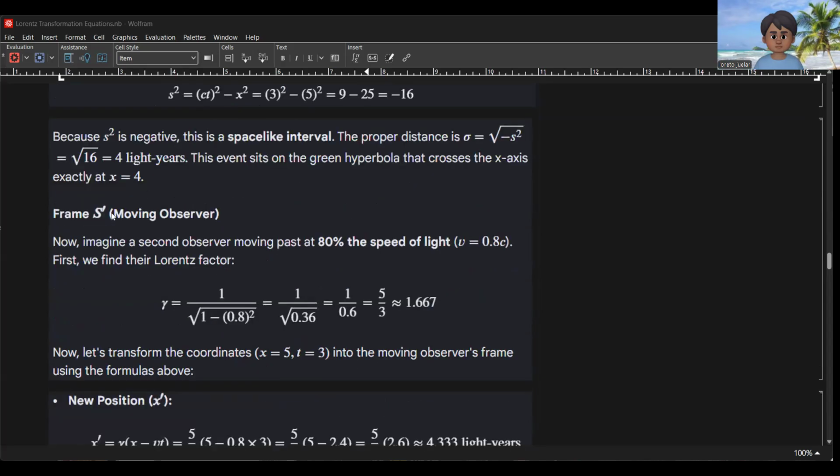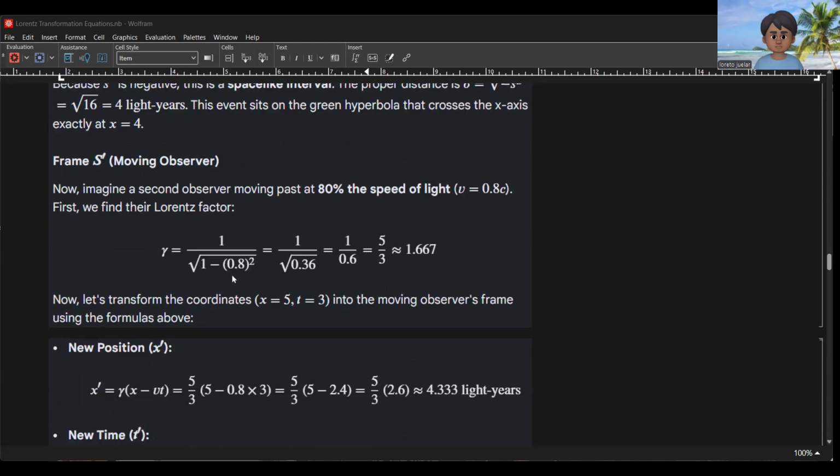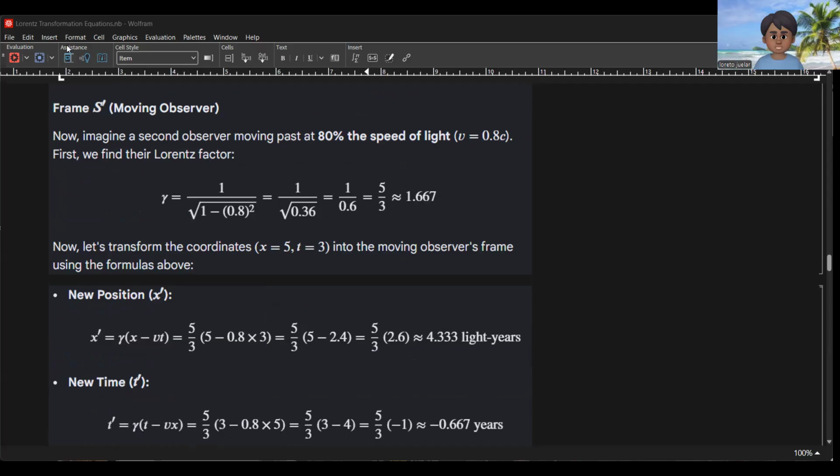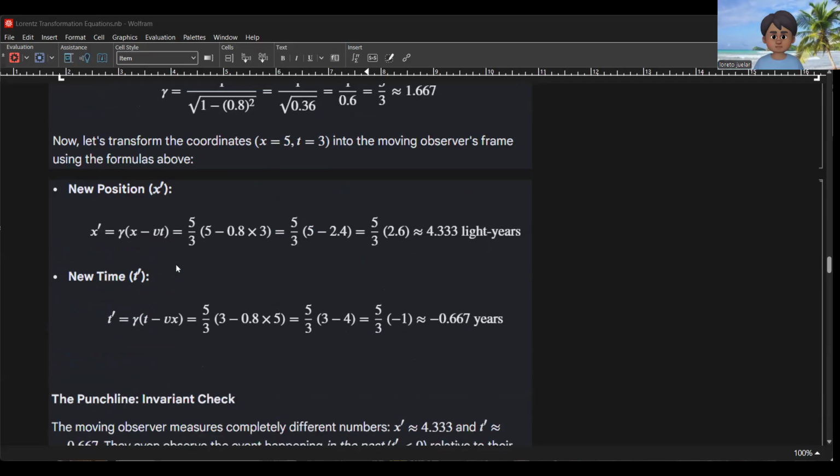So frame S prime here is the moving observer. Now imagine a second observer moving fast at 80% the speed of light. So v here is equal to 0.8c. First, we find the Lorentz factor. That is 1 over the square root of 1 minus 0.8 squared, which is equal to 5 over 3, or 1.667. Now let's transform the coordinates x equal to 5 and t equal to 3 into the moving observer's frame using the formula.